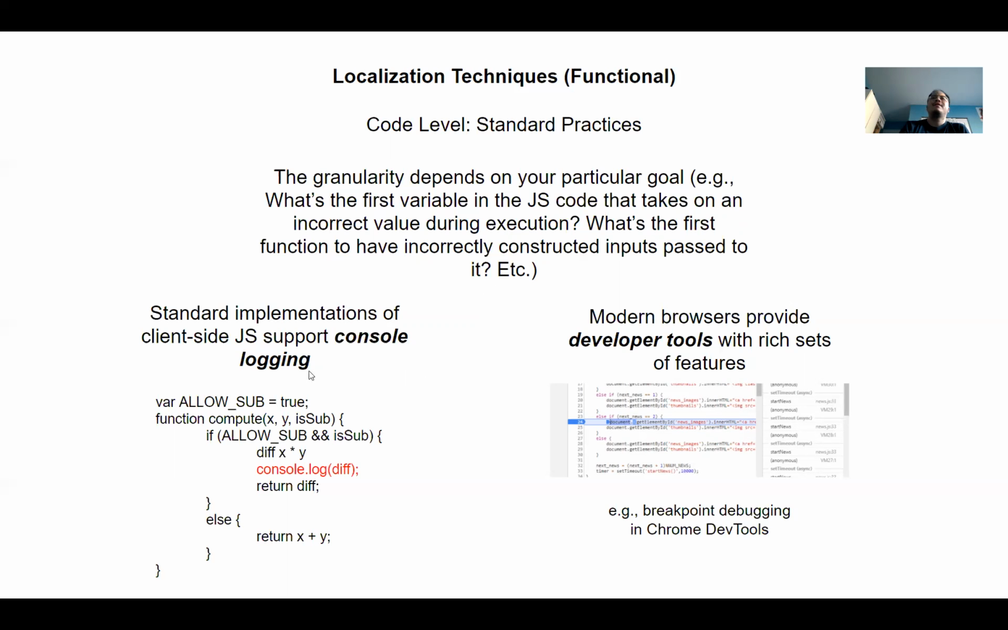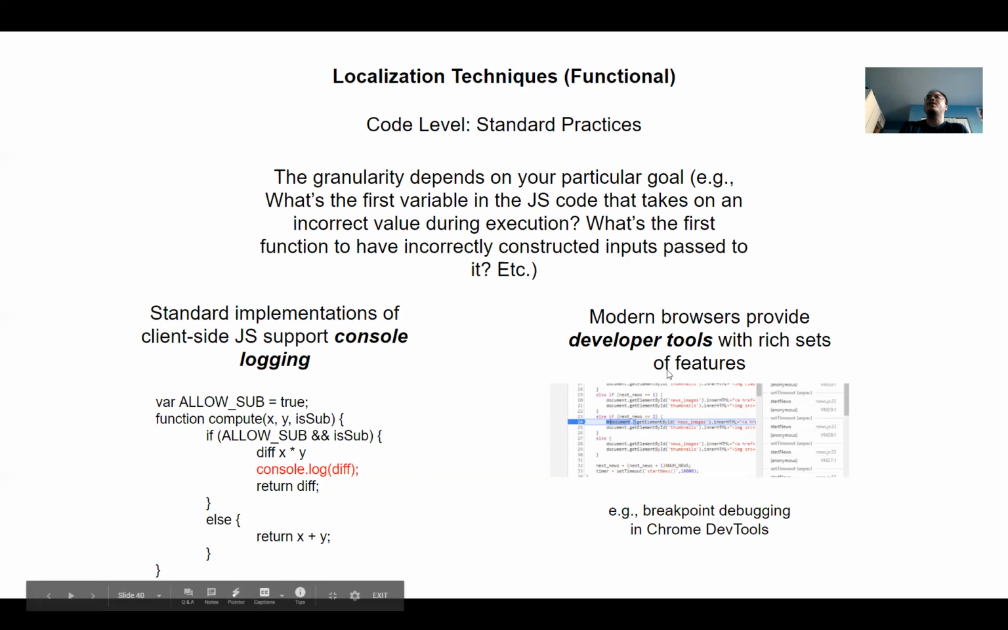Anyways, what are some standard implementations? One thing you can do is console logging. As I mentioned earlier, you can put logs in your JavaScript code using the console.log API to figure out whether your code is executing in a specific control flow. And then, of course, the other option is breakpoint debugging. In this case, you can use something like Chrome DevTools. I'm actually going to be doing a little bit of a demo on this later, so just watch out for that.